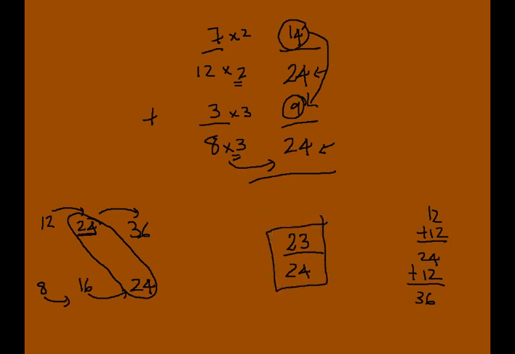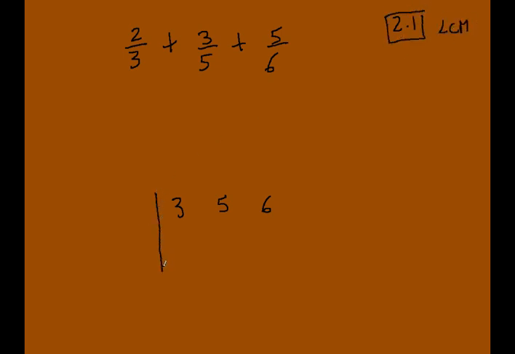Now let's do one last example. Let's say that you have 2 over 3 plus 3 over 5 plus 5 over 6. Here I have so many numbers. Sometimes it's just hard to find a common denominator. One way you can do it, if you go back to section 2.1, when we're trying to find the LCM, when you have a lot of numbers, sometimes you can find the LCM that way.